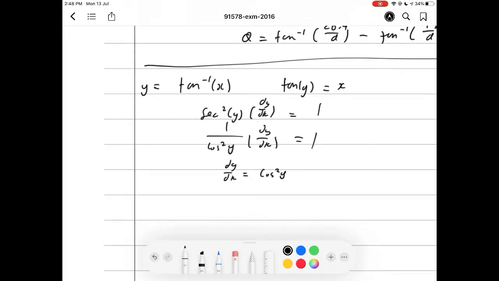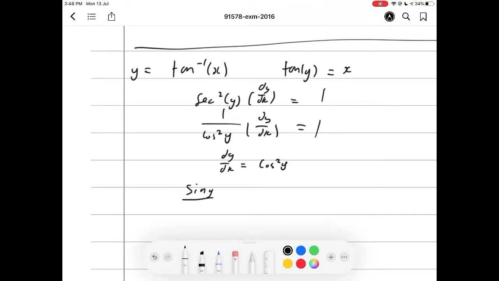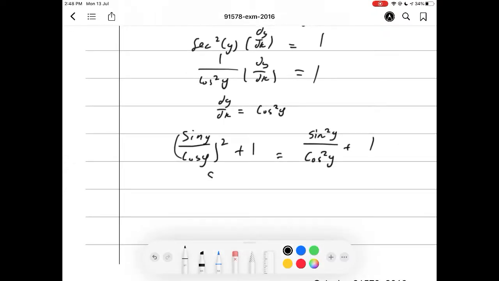What actually helps us right now is we know that tan y equals x. So tan y is sine y over cos y. If we square that and add 1, let's see what we would get. So tan squared y plus 1 gives us sine squared y over cos squared y plus 1. We can make it into one fraction, so we can say sine squared y over cos squared y plus cos squared y over cos squared y.